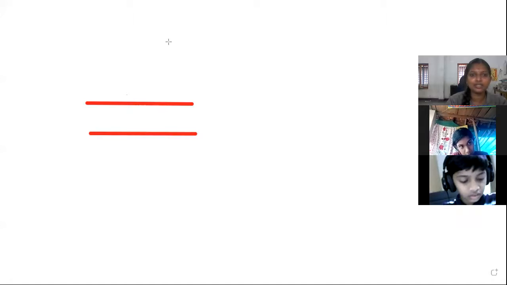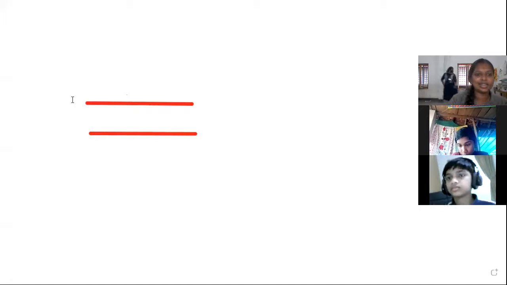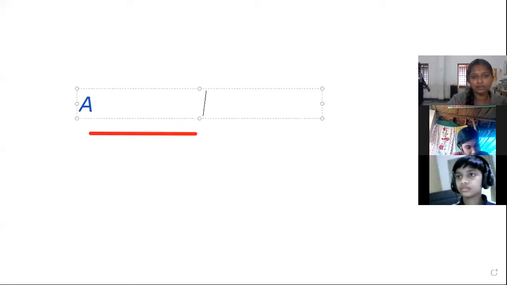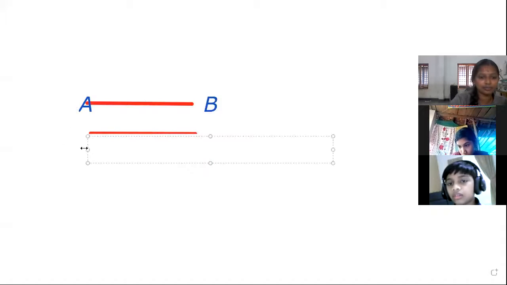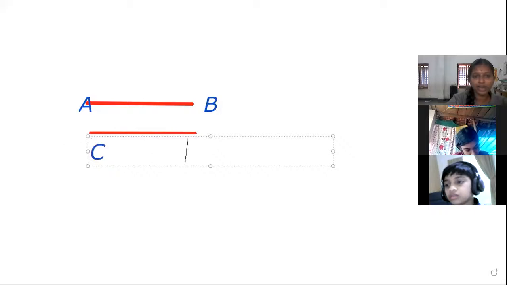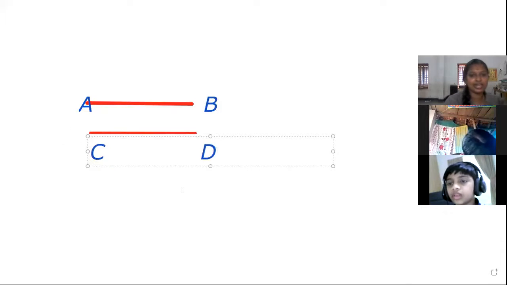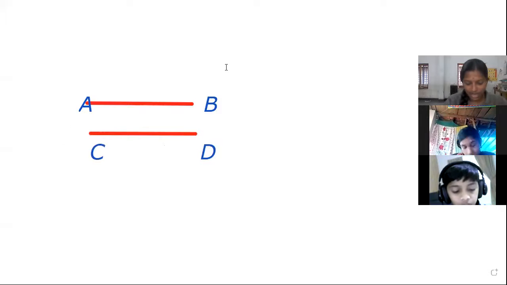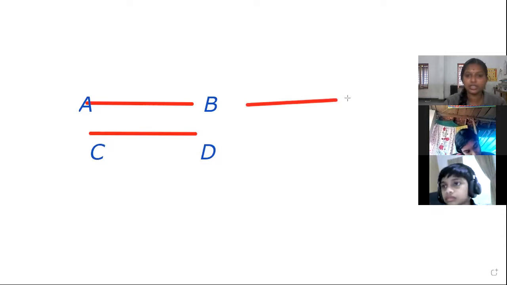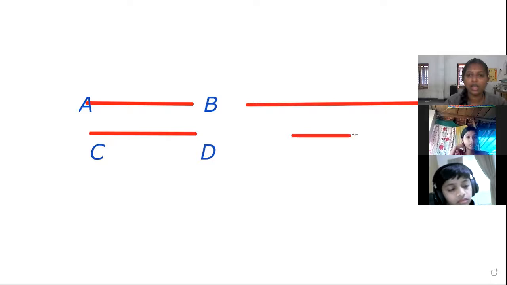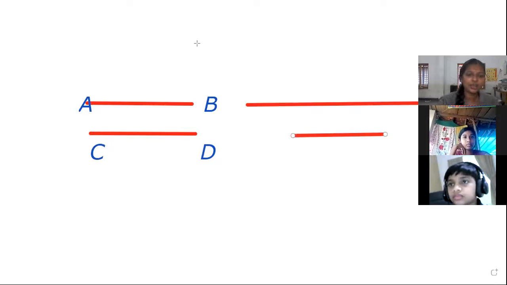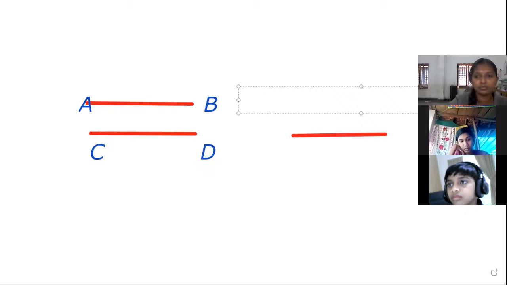Here we have two line segments. We can name them line segment AB and CD, and the other two line segments are PQ and RS. Can you say they are identical? Are AB and CD identical? If yes, you can show me your thumb.